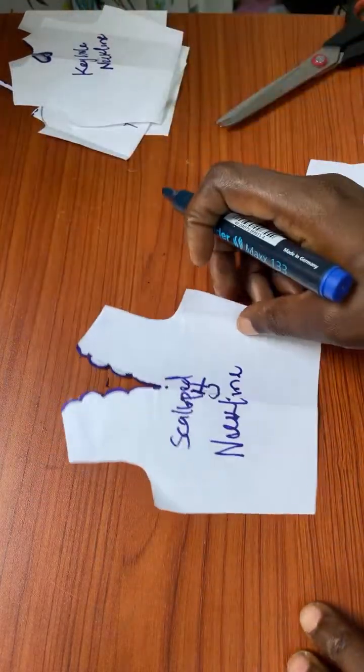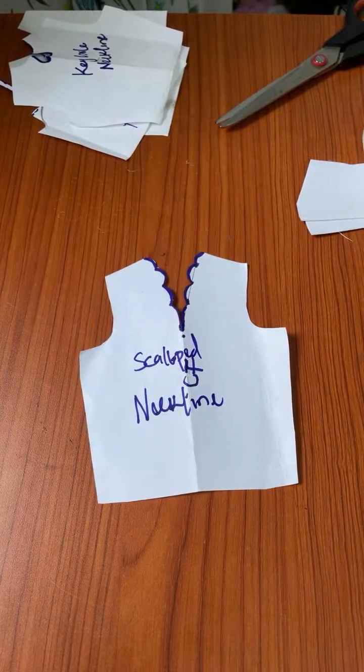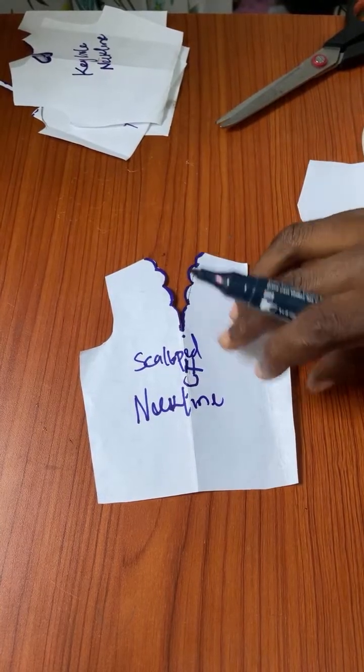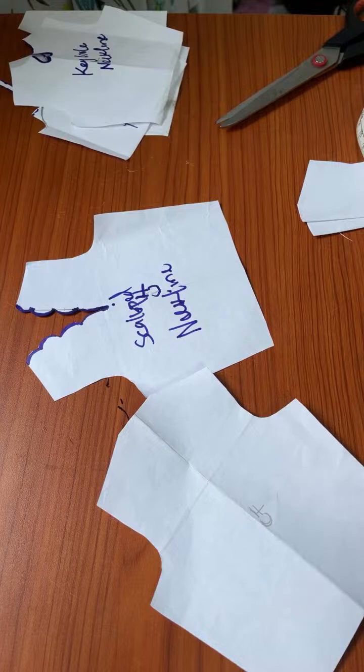So this is the scallop neckline. The next neckline that we are going to be treating is the Grecian. For the Grecian neckline, we need a few points to work with.